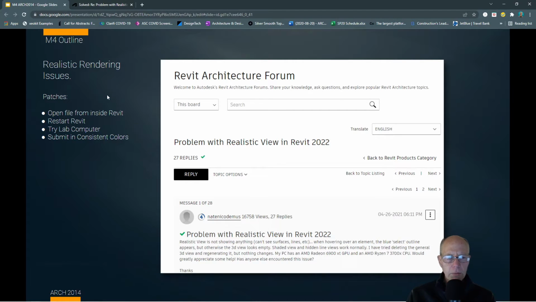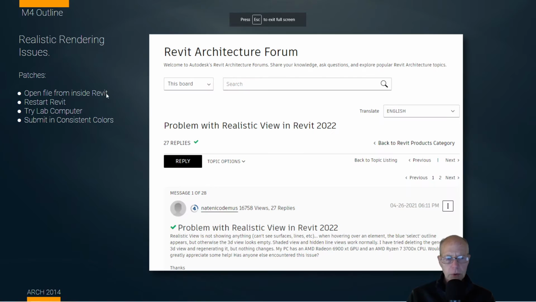I've got a few suggestions for it. One is to open the file from inside of Revit. Some people have tried that and found it successful. Some people haven't. Many times, if it isn't successful, then it means that Revit's already created some kind of error or problem, and it's just not warning you about it. So if you quit out of Revit, you'll usually see a fatal error dialog box pop up, and you can restart Revit. And then you can try it on a lab computer.